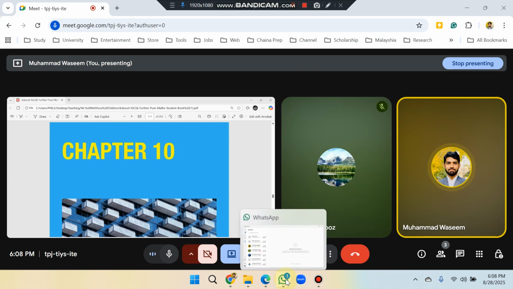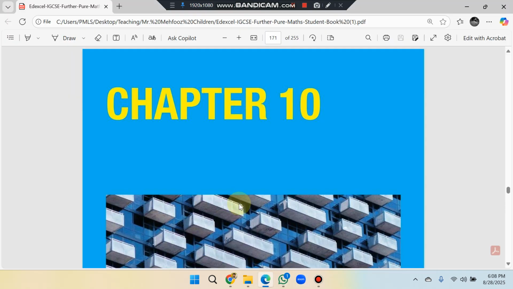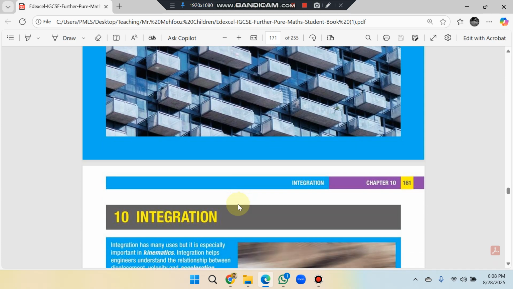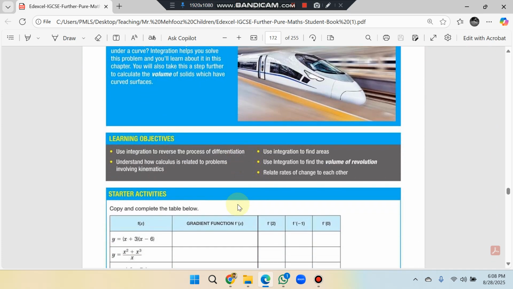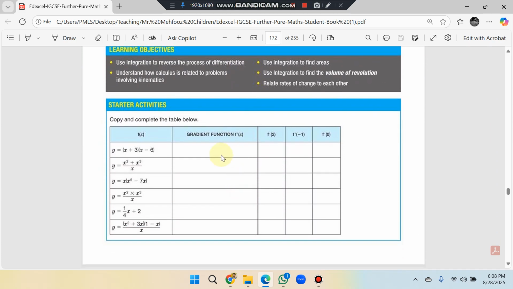Chapter number 10 is integration, right? First of all, we have the starter activity: given f(x), find the gradient function f'(x), then the gradient function at x = 2, at x = -1, and at x = 0. Okay, so these are the previous activities.